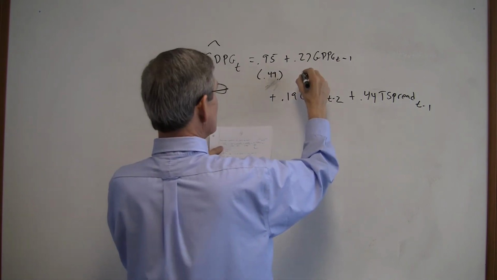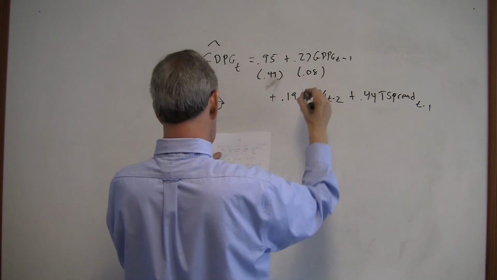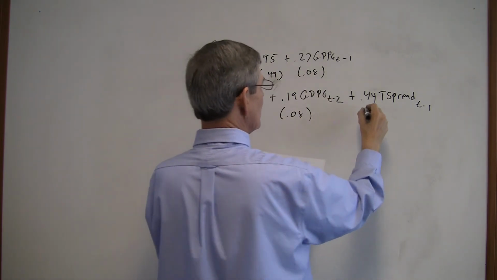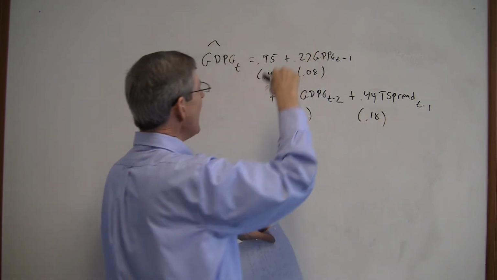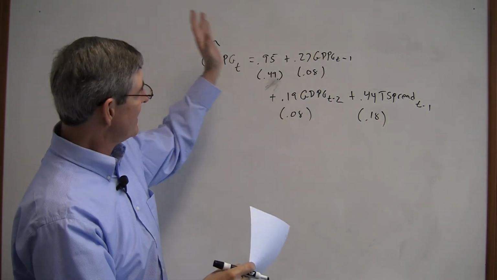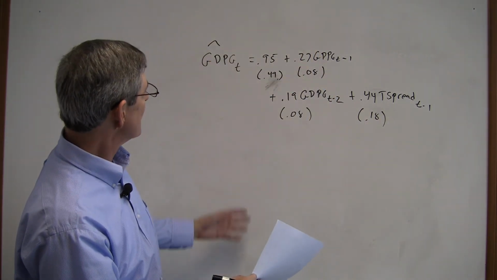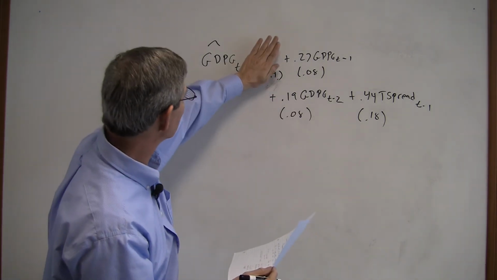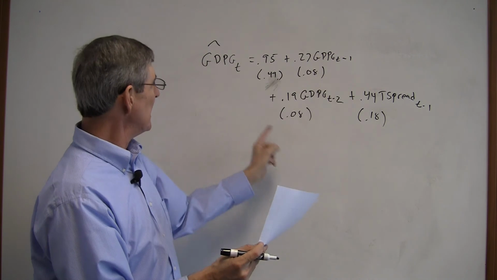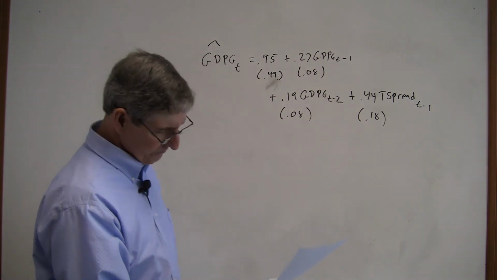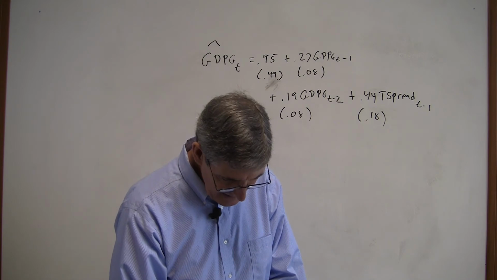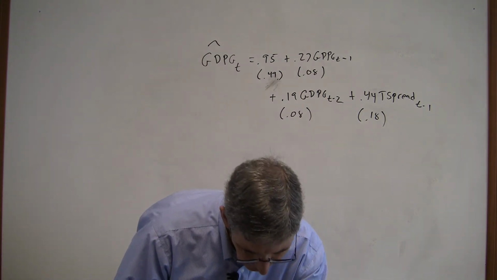0.49, 0.08, 0.08, 0.18. If you do the calculations, the t's are all bigger than 2, so this one's not quite, but the constant's usually not what we're worried about. And so everything's significant here. Then you could use this to forecast in the usual old way.